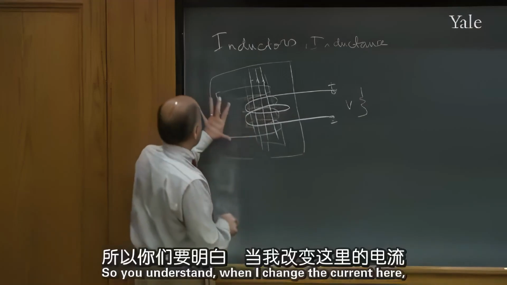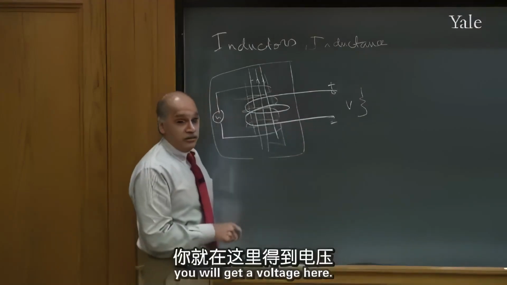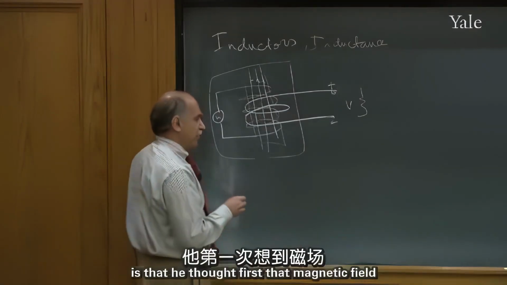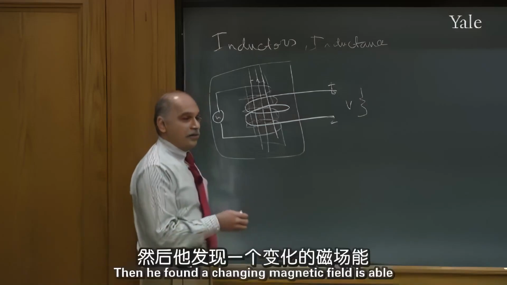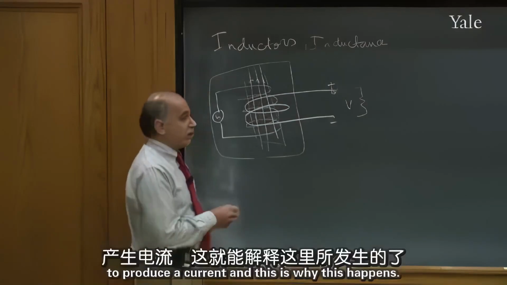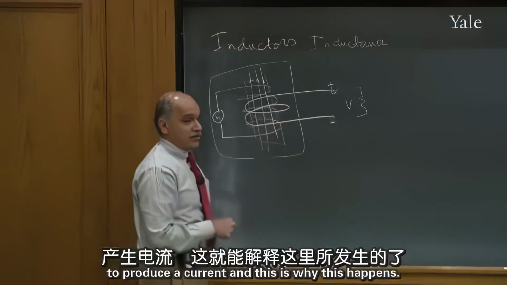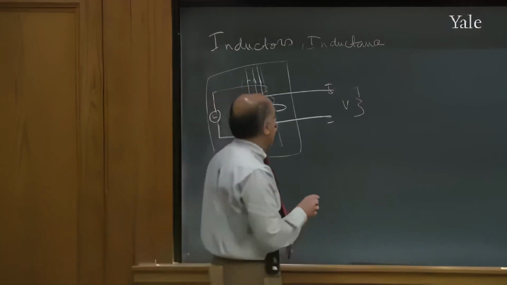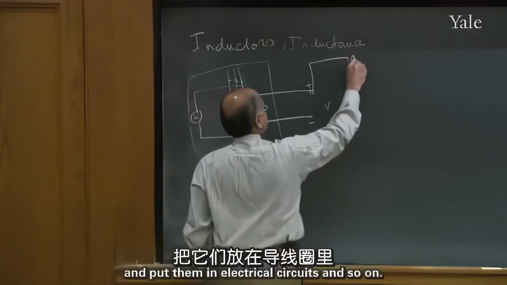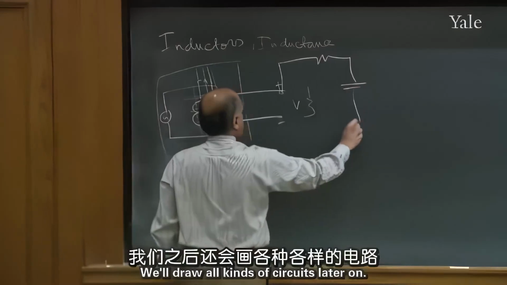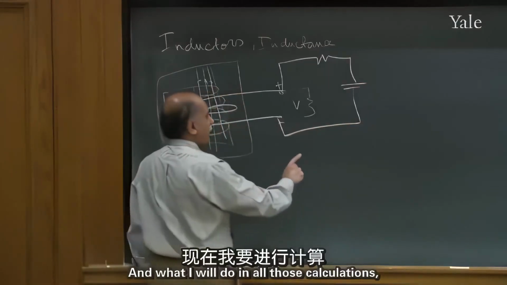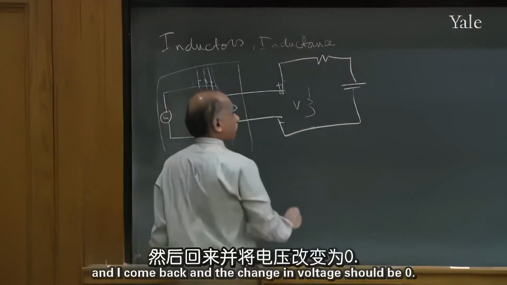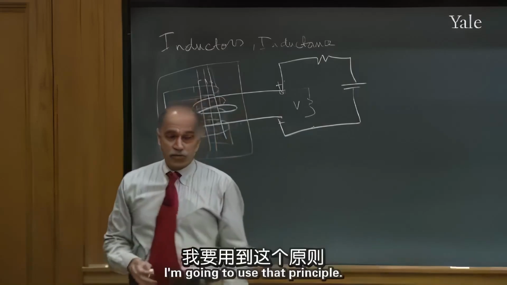So you understand, when I change the current here, you will get a voltage here. This is the first thing Faraday noticed. He thought first that a magnetic field may produce a current. It didn't. Then he found a changing magnetic field is able to produce a current, and this is why this happens. Once again, I want you to think about the following question. We are going to take such things and put them in electrical circuits and so on. We'll draw all kinds of circuits later on. And what I will do in all those calculations, I will say I start here, I go around a loop, and I come back, and the change in voltage should be 0. I'm going to use that principle.